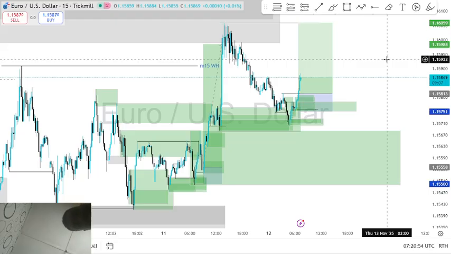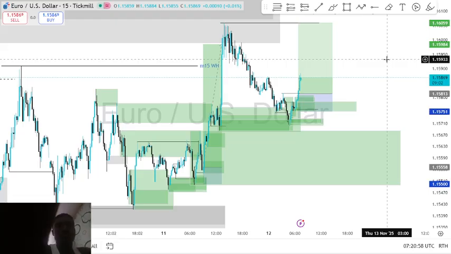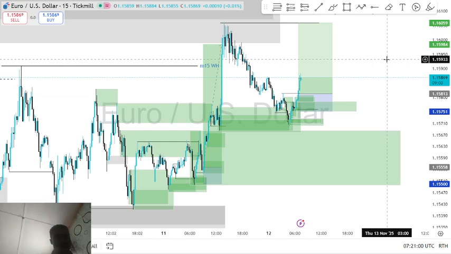I'm about to journal this trade. After I'm done journaling, maybe I will get some sleep and allow the trade to play out.